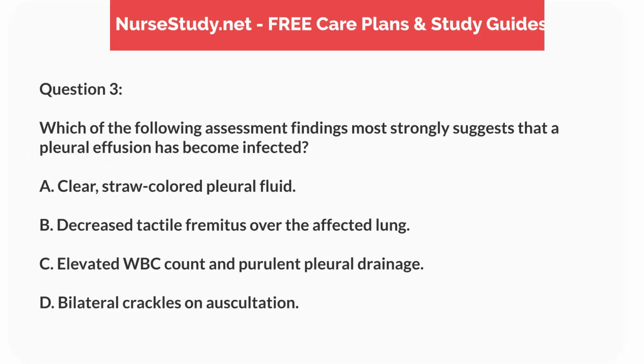Question 3. Which of the following assessment findings most strongly suggests that a pleural effusion has become infected? A. Clear, straw-colored pleural fluid. B. Decreased tactile fremitus over the affected lung. C. Elevated WBC count and purulent pleural drainage. D. Bilateral crackles on auscultation.